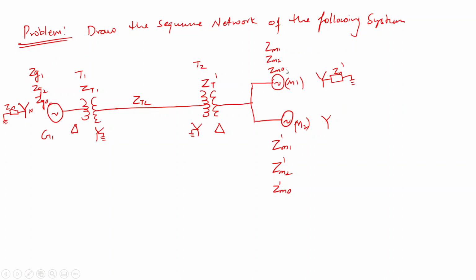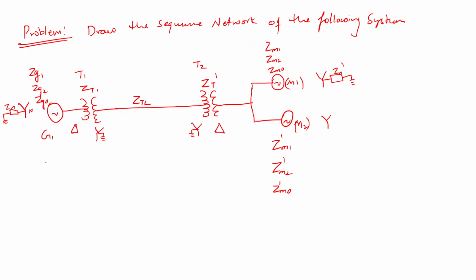So by understanding this network, we have 1, 2, 3, 4, 5, and 6 elements, including the transmission line. We have 6 different elements altogether, and for these 6 elements we are going to draw the sequence networks. Okay, let me see one by one.